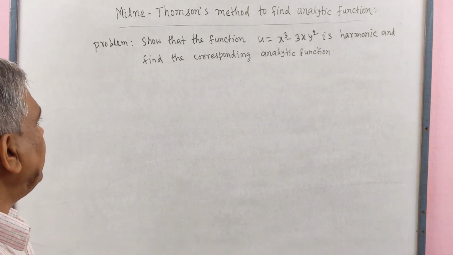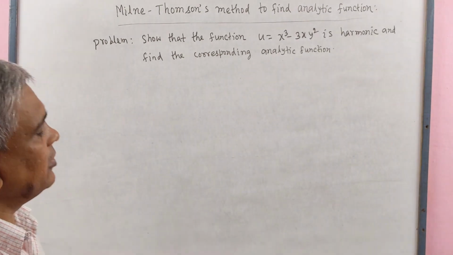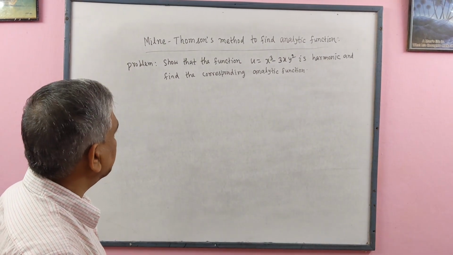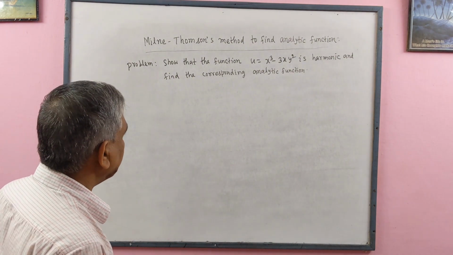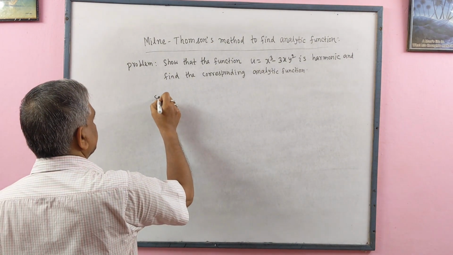Now a problem is given: show that the function u equals x cube minus 3x y square is harmonic, and find the corresponding analytic function. Firstly, we show that this function is harmonic. Solution.